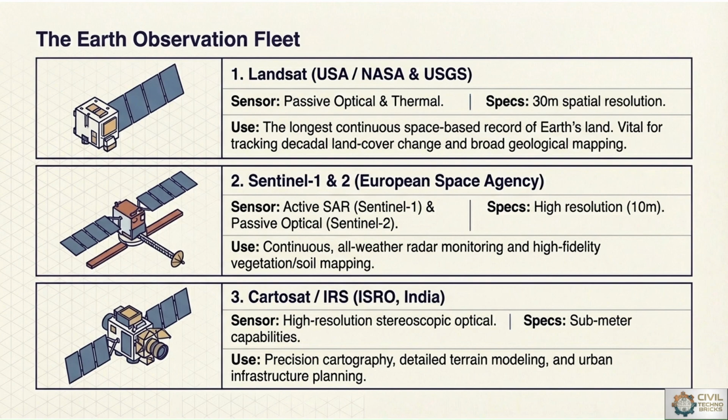For Cartosat or IRS, which is operated by ISRO India, high resolution stereoscopic optical sensors are used based on some capabilities or assigned programs, where sub-meter resolution is used. For what purpose are we using that Cartosat? For precision cartography, terrain analysis, topographical condition study, detailed terrain modeling, and urban infrastructural planning.